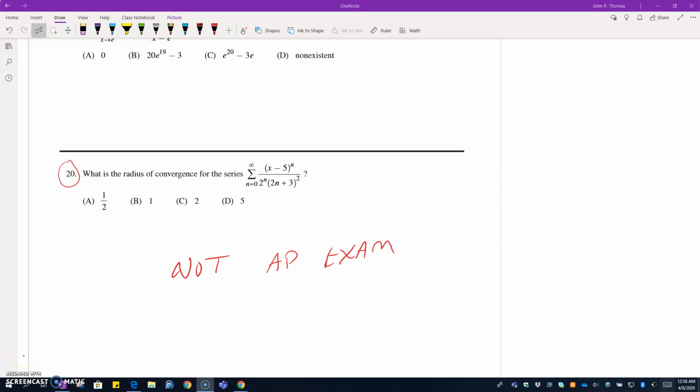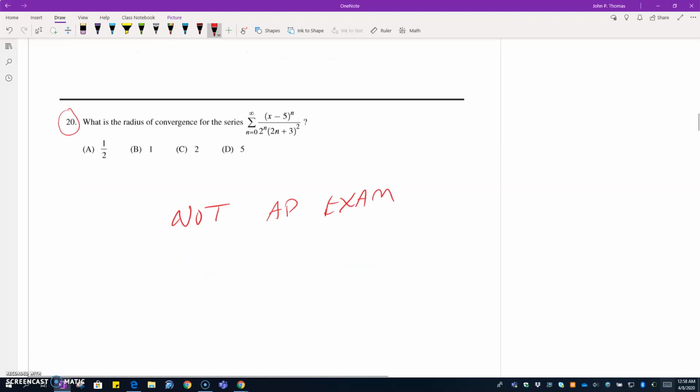All right, so number 20 was the first one you had a question on. I'm going to be up front for your time and just for benefit versus time. I think we're going to skip this one. It's something that would not be on the AP exam this year. The radius of convergence and interval of convergence are neither included on this year's exam. So we're going to go ahead and bypass this one.